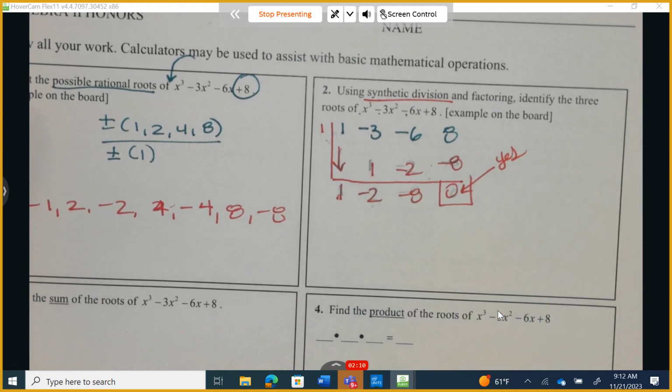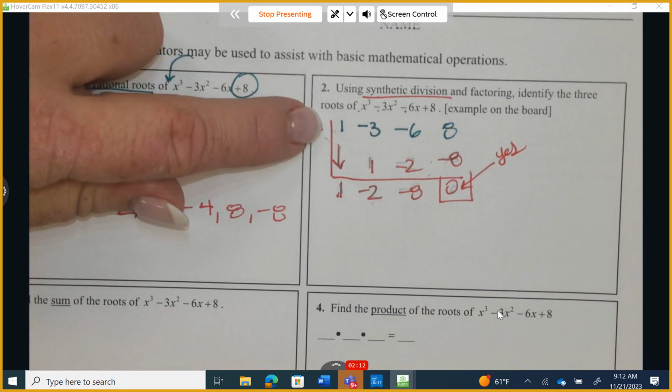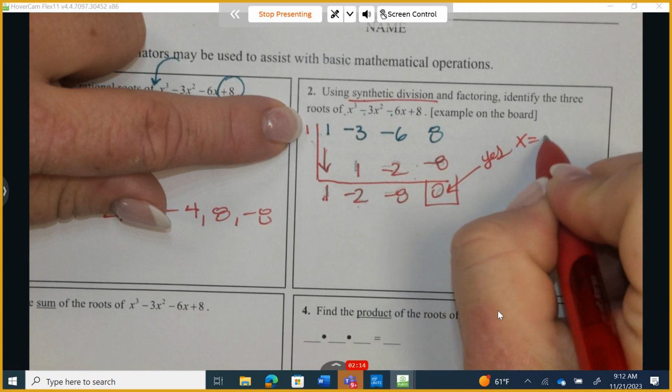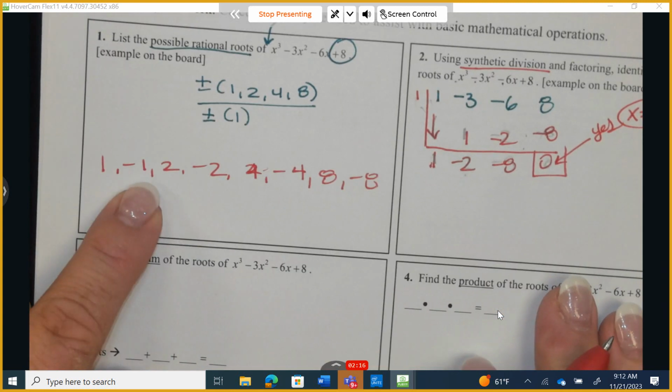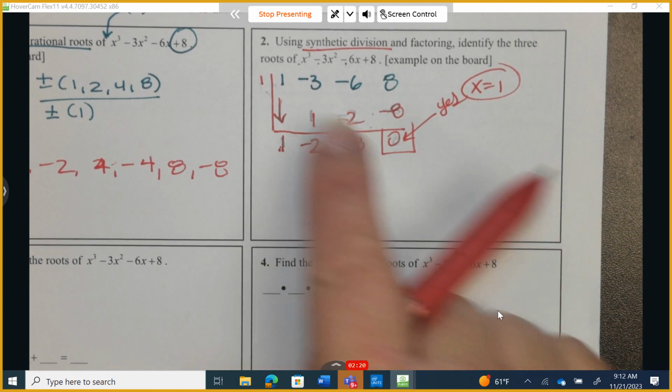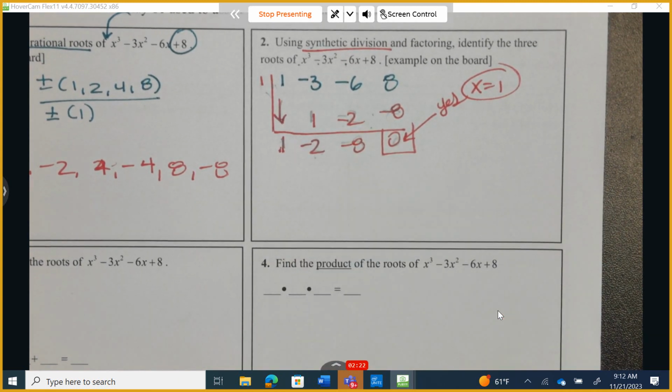Whenever I get 0, it tells me that what I just tested, which is the number 1, it works. If it did not work, I would go and try negative 1, and then 2, and negative 2 until I found one that worked. Again, if it works, we get 0 left over.